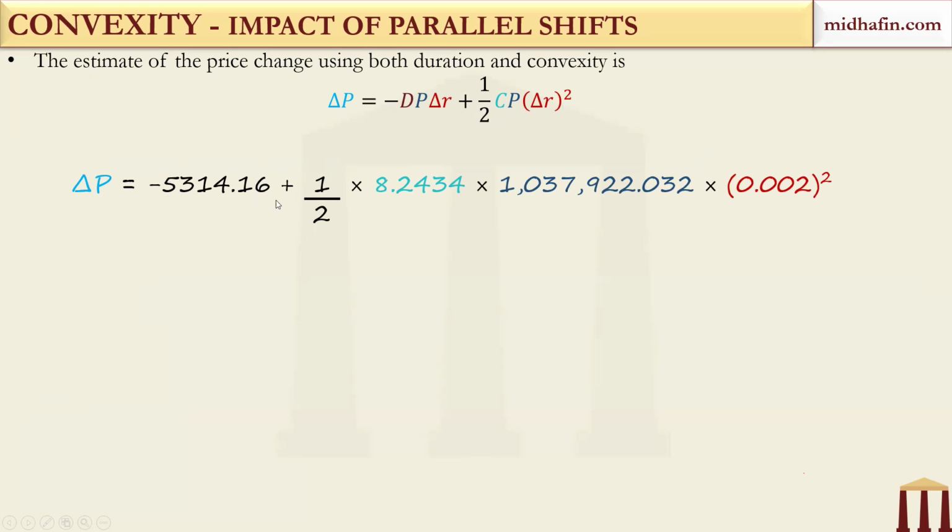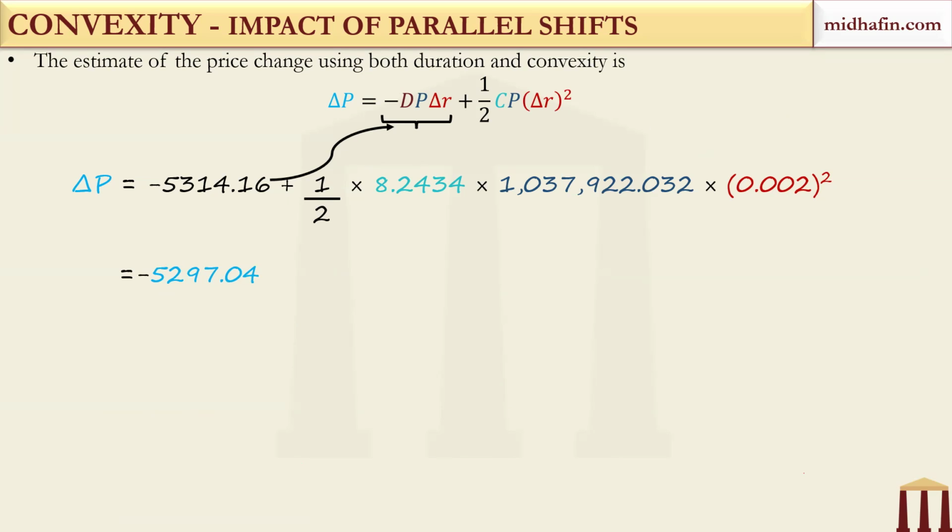I just need to find the second part. In the previous slide, I have calculated it. When I do this, I find that it is 5297.04. Now, what was the actual change? 5297.14. So the difference is only $0.1.